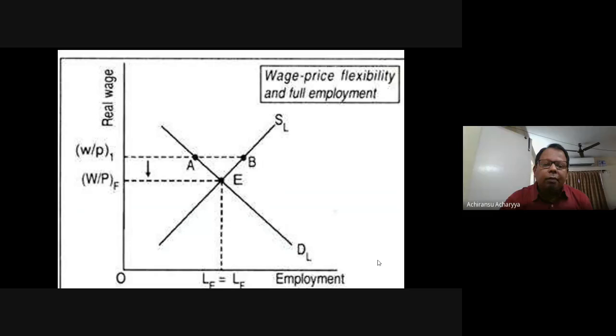And this is what I'm talking about: if you have a demand for labor and a supply of labor, then if the supply rises, the wage rate will fall, and again it will come to equilibrium. So this was the concept of full employment that the classical economists considered.